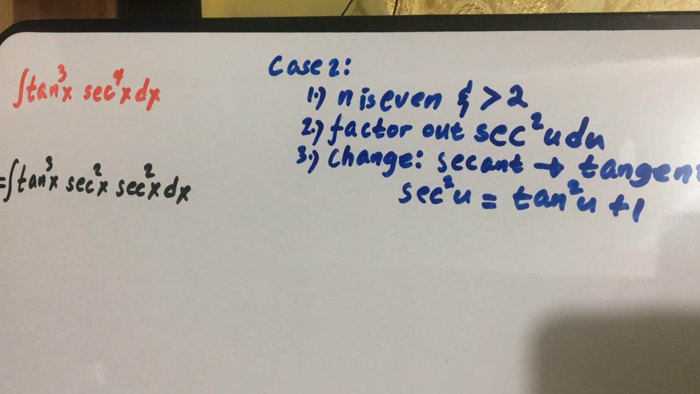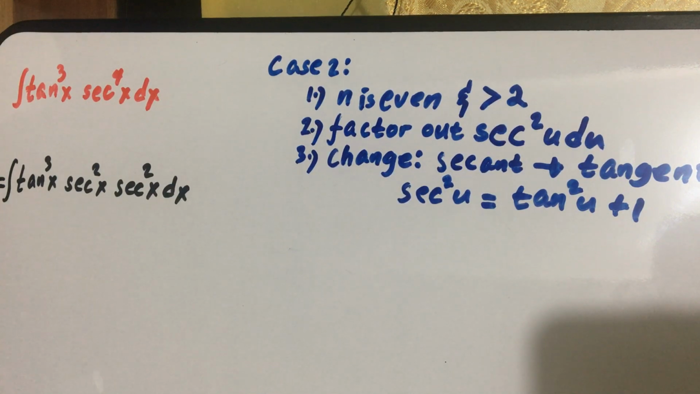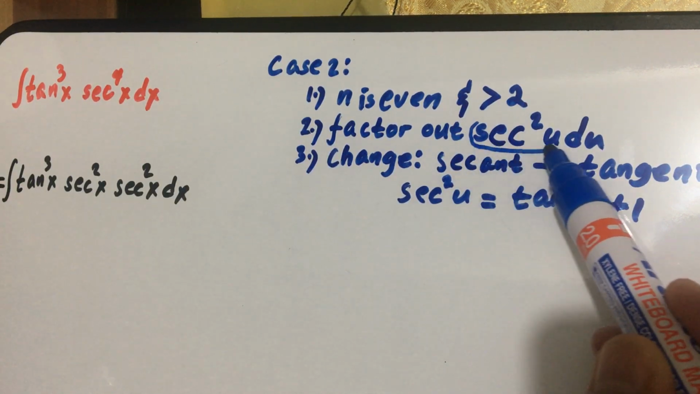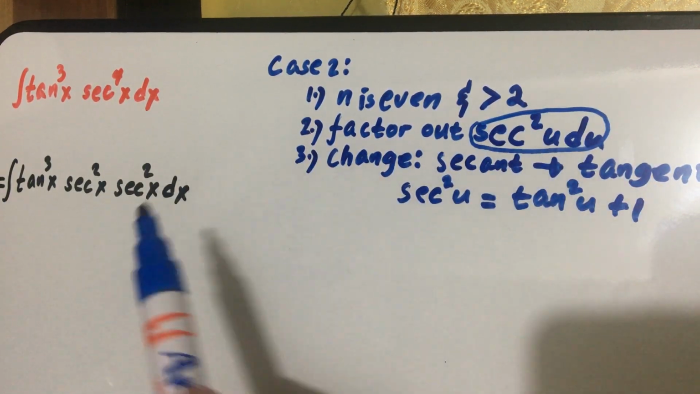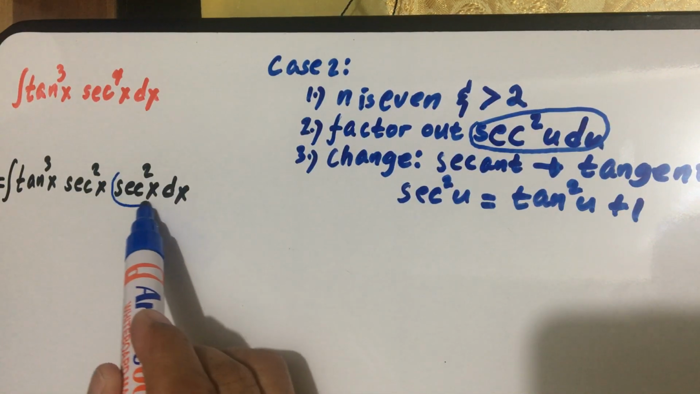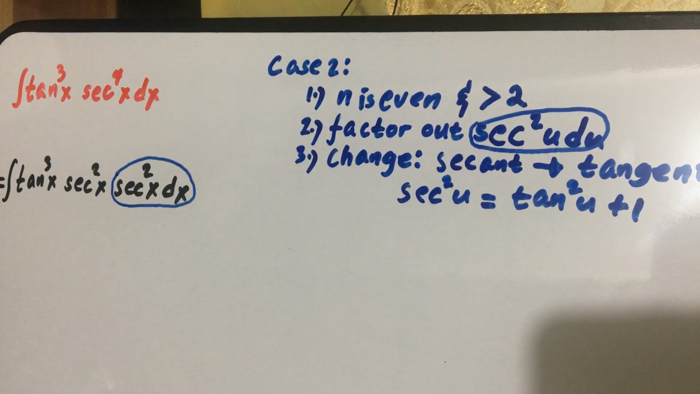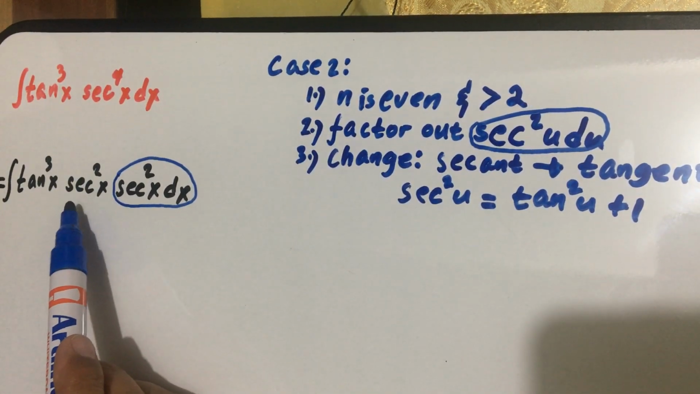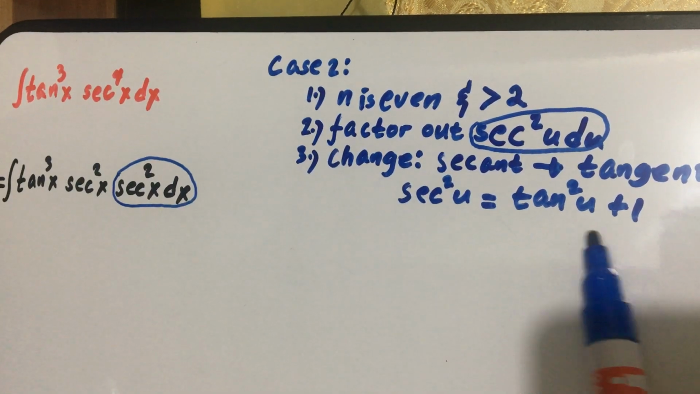Then after that, we have to change one of the secant squared in terms of tangent, because the rule here is you factor out secant squared u du. We already have this one, so we have no problem with it. Next we have to change secant to tangent. This secant here is the remaining secant, and we convert it into tangent using this identity.